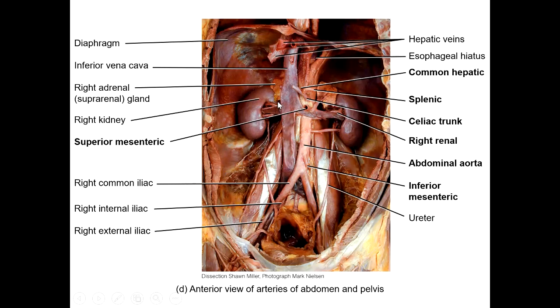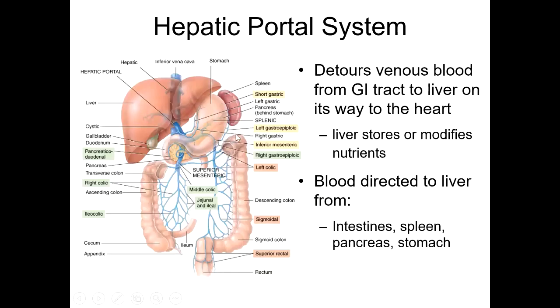Once the blood has gone to the capillary beds, it's then going to flow back to the hepatic portal vein and enter the liver. And so this hepatic portal system is sort of a detour for blood from the GI tract to enter the liver and be filtered and metabolized before going back to the inferior vena cava, before going back to the heart. So that's really important to remember, really important to understand.